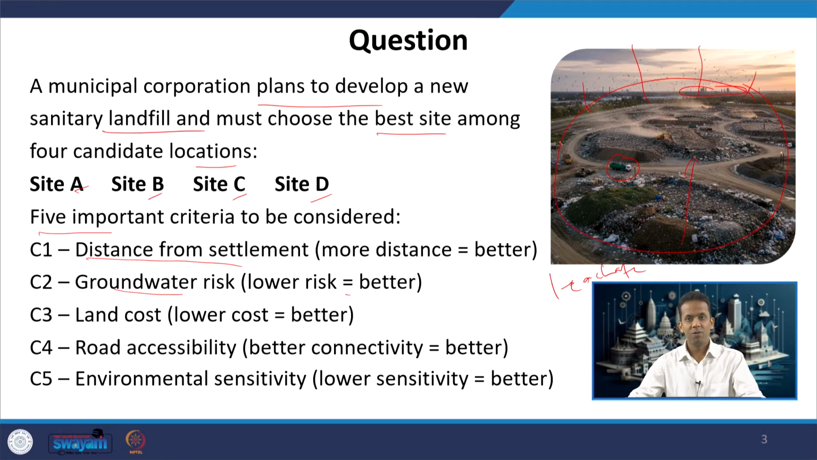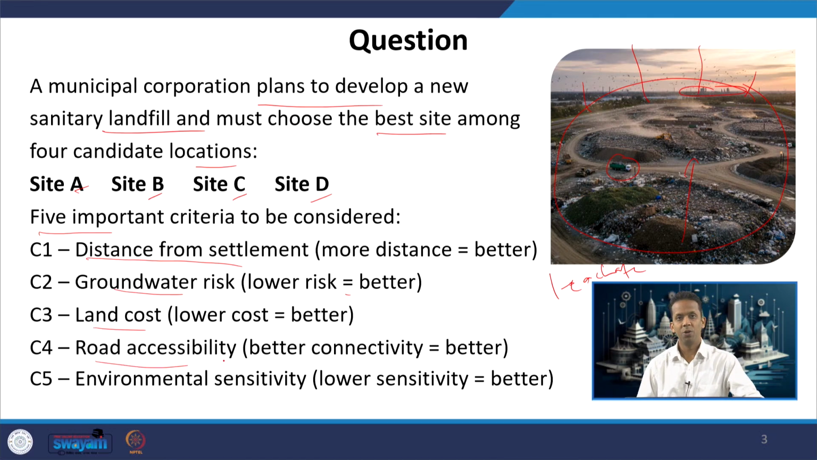Land cost, obviously it is a huge amount of land, and the price of that land would be different depending on whether it is agricultural land or barren land, how far it is from the road and how far it is from the community. So, land cost is a very important criterion.